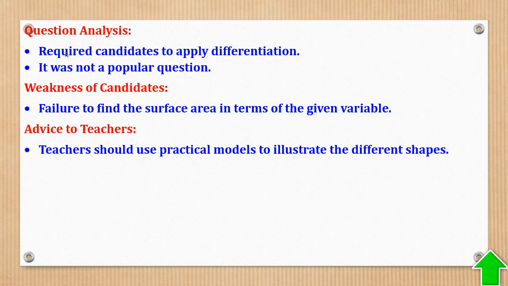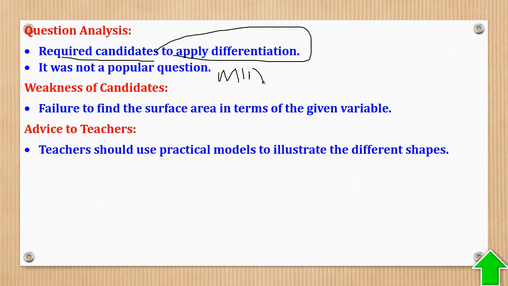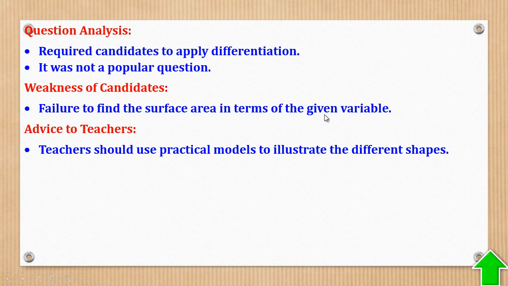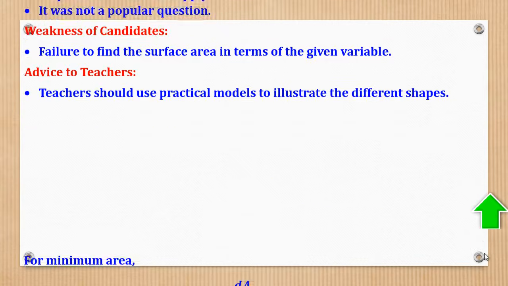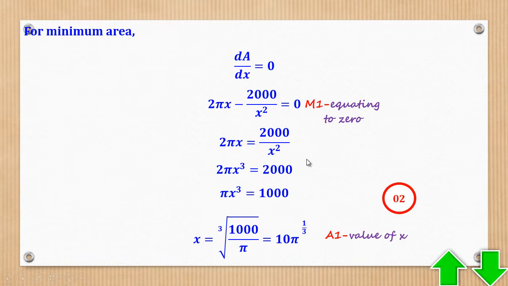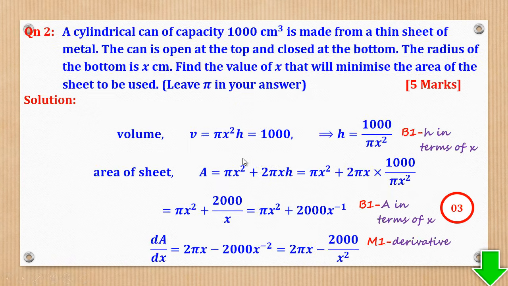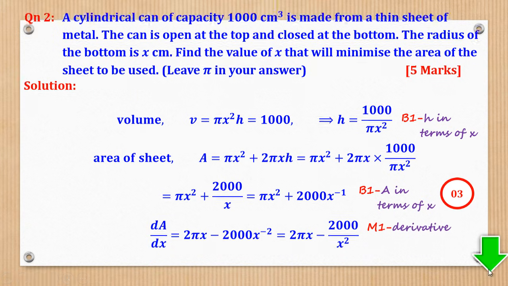So question analysis: the question required candidates to apply differentiation. So when you see the word minimum, that is differentiation. Now there are also some students who want to use completing squares, but completing squares is used when there is a quadratic. So here it was not possible. As you can see, this is not quadratic.